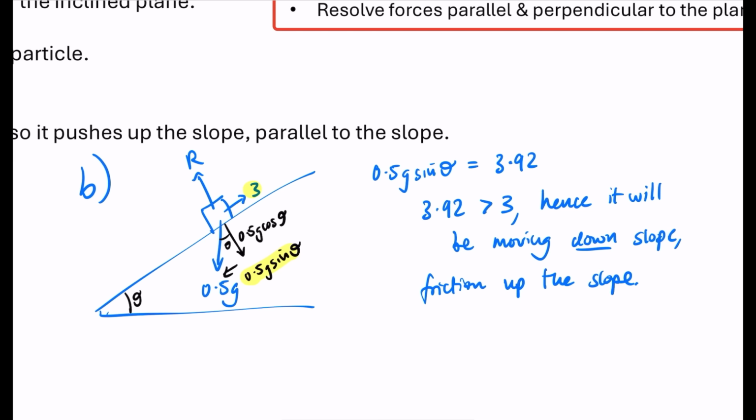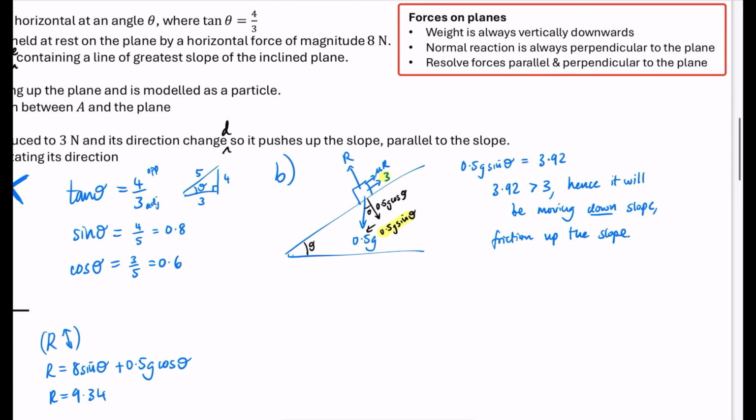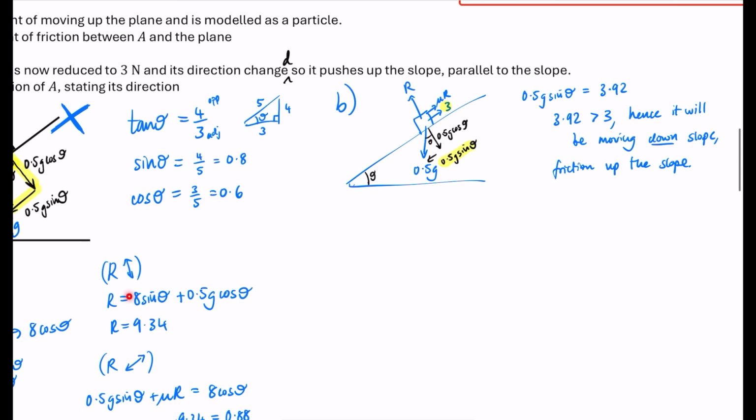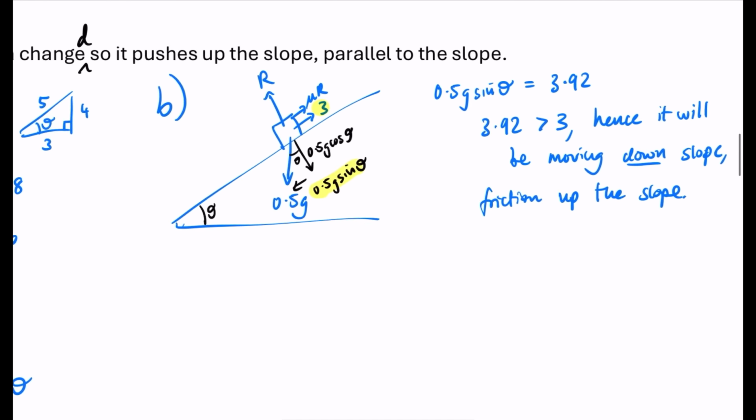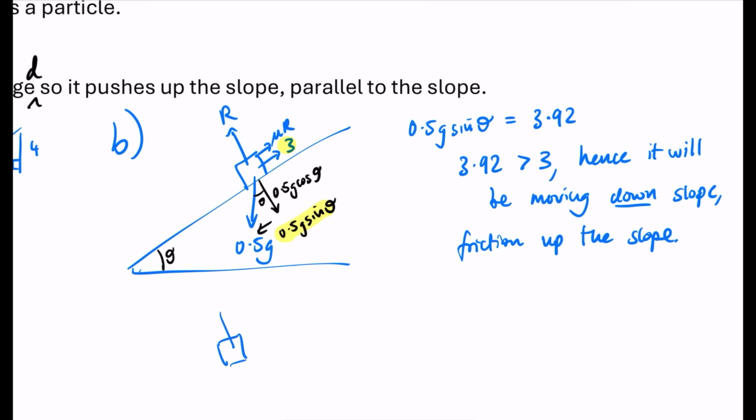Okay, we were doing a quick comparison of these forces. The 0.5 G sine theta was bigger than the 3, which means it's wanting to go down, and so the friction is going to be going up the slope. Now, the R that we calculated before, this 9.34, had this 8 sine theta in, which has gone now. So our value of R needed to be recalculated, which means we're going to have a new value of the friction. So if you did want to draw another diagram for this, we could have the R, the mu R, the 3, the 0.5 G sine theta, and the 0.5 G cos theta.